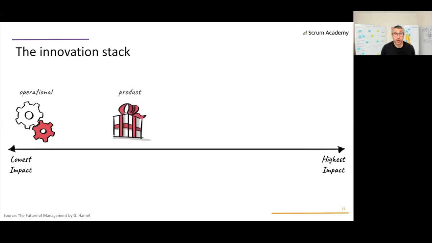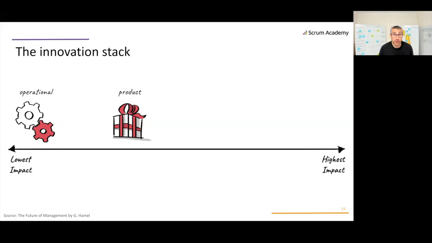Next one is product innovation. So we talked earlier about Tesla. Now let's look at all the other major automotive companies. What are most of them doing? They are trying to compete with Tesla by creating new products. So Porsche building electric vehicles, Audi building electric vehicles, and so on and so forth.